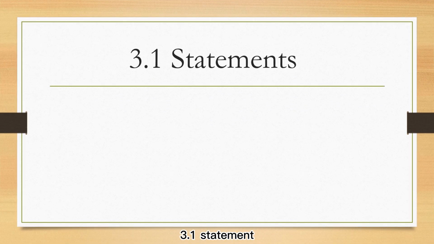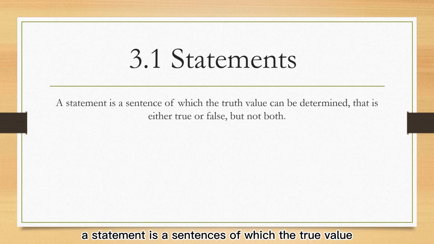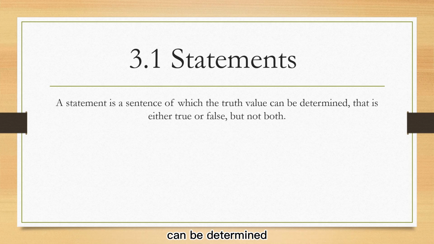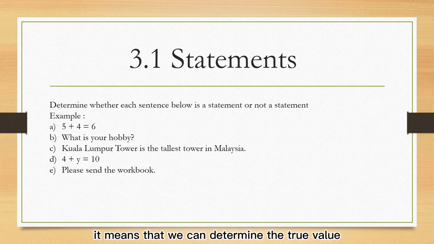3.1 Statement. What is a statement? A statement is a sentence of which the true value can be determined. That is either true or false, but not both. Here are examples to determine whether each sentence below is a statement or not. The first question: 5 plus 4 equal to 6. As we can see, this sentence is false. It means that we can determine the true value, so this sentence is a statement.